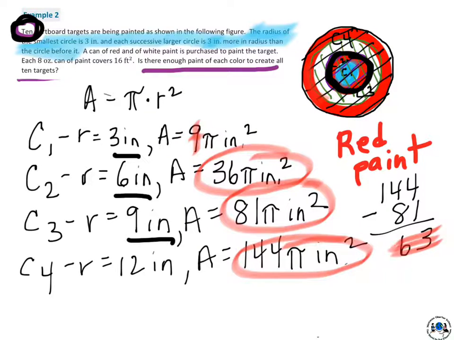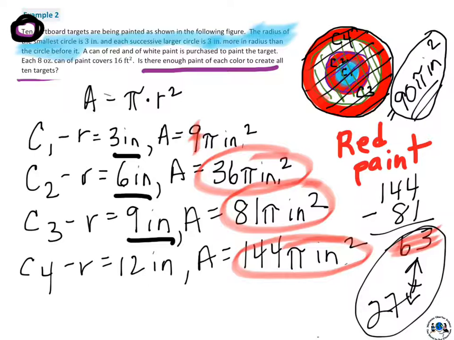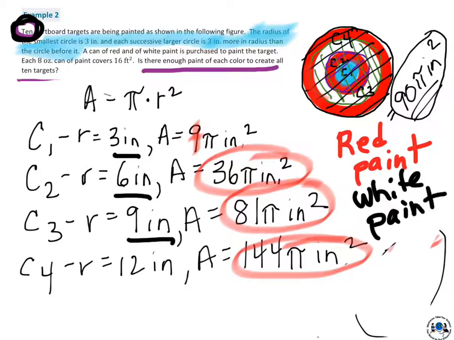So let me clean this up a little bit. So it is 27. So now, if I add both of those up, I'm sorry, this one went away here, this was 27. The 27 plus the 63, I get 90 pi inches squared. It says 90 pi inches squared right here. This is the area of the red paint in one dartboard target. We'll work with that again later, but let's go ahead and figure out our white paint first.